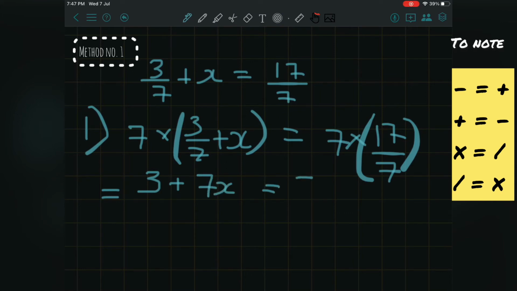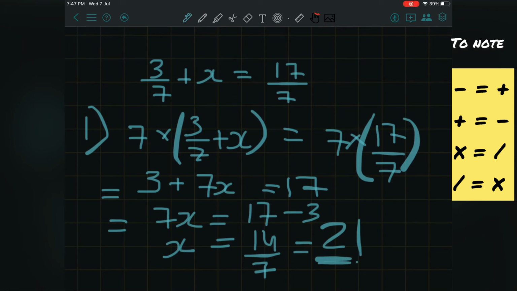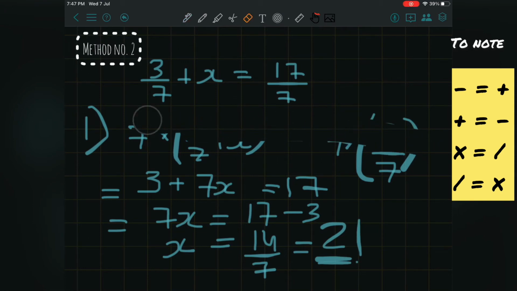So now we have 3 plus 7x equals 17, which makes it easier. So 7x is equal to 17 minus 3, which is 14. Now 14 divided by 7 gives us 2. That's the answer.